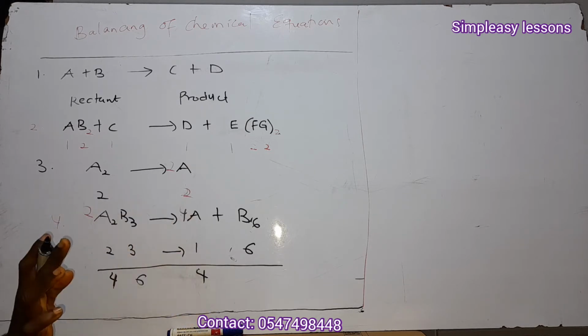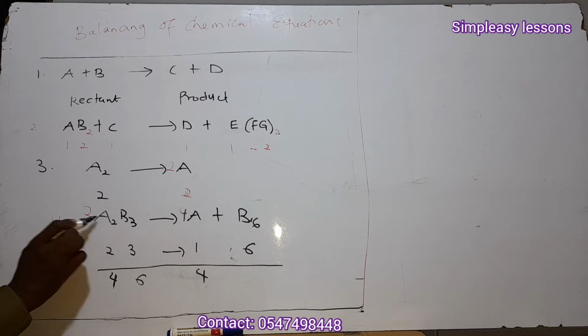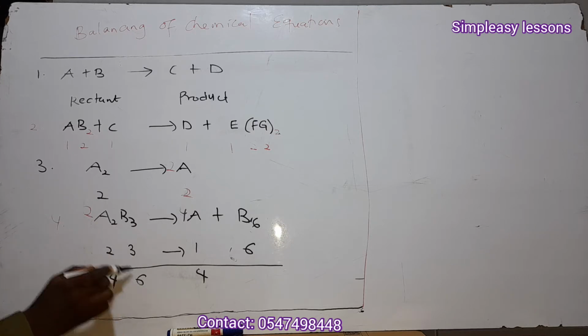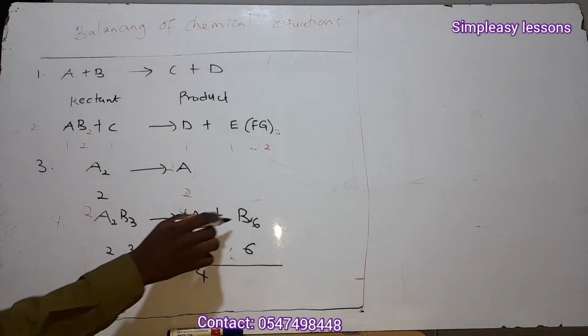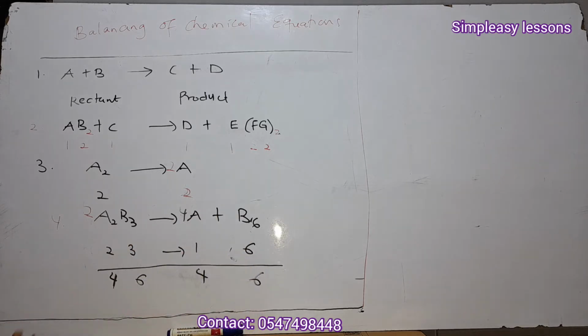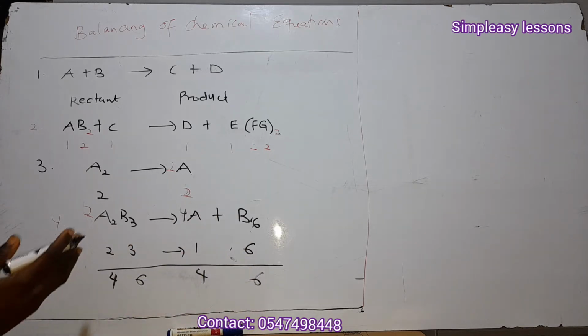So we know that the A is now balanced. Let me go to the B. 2 times 3 will give you 6. So we said that what? The B is also 6 now. Let's come to this side. The B is 6 here. So we said our equation is balanced. The equation is now balanced.